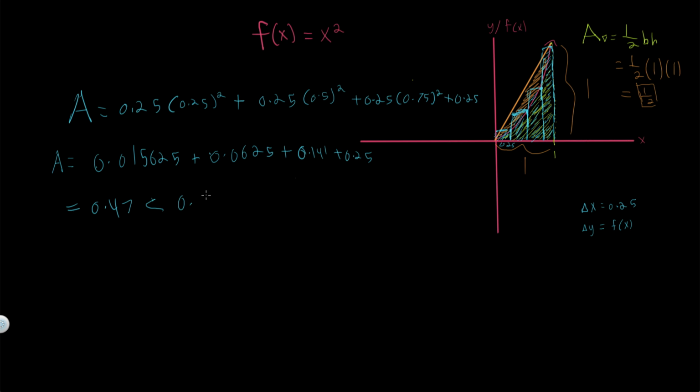And notice that this value, 0.47, is less than 1/2. And we did say that the area under the parabola looks like it's less than the area of the triangle. And in this case, the area of the rectangles is in between the area of the parabola and the triangle. So it seems like the area of the rectangles is a good estimate. Alright, so we'll stop there for this video. In the next video, we'll discuss in more detail why we did this.